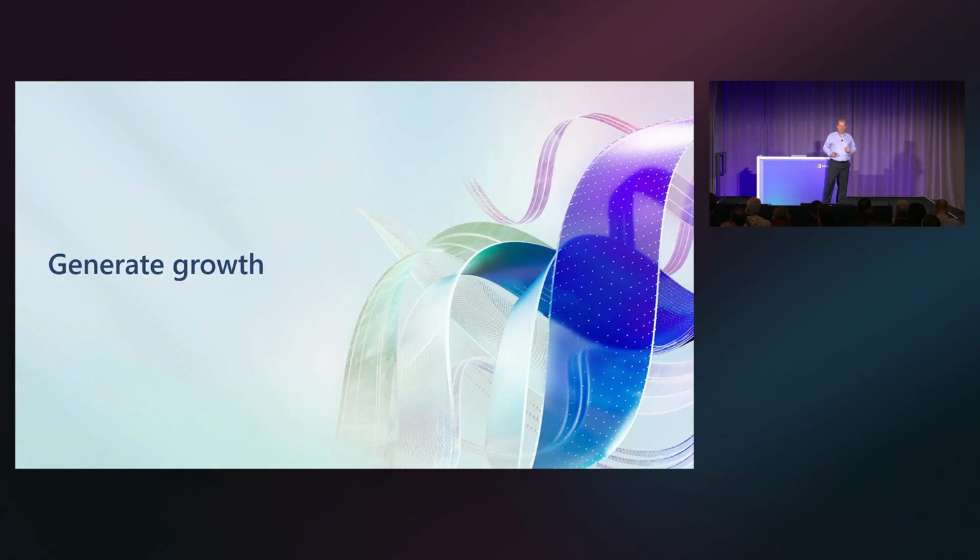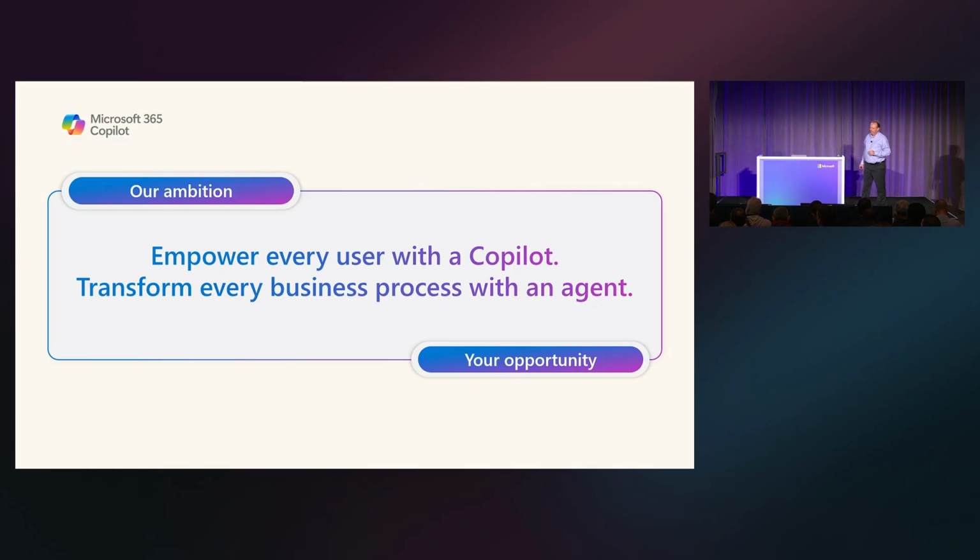Now let's look at investments to generate growth. Empower every user with a Copilot. Transform every business process with an agent. That's our ambition, and that's your opportunity. And that is where we're going to be investing to help you drive growth.